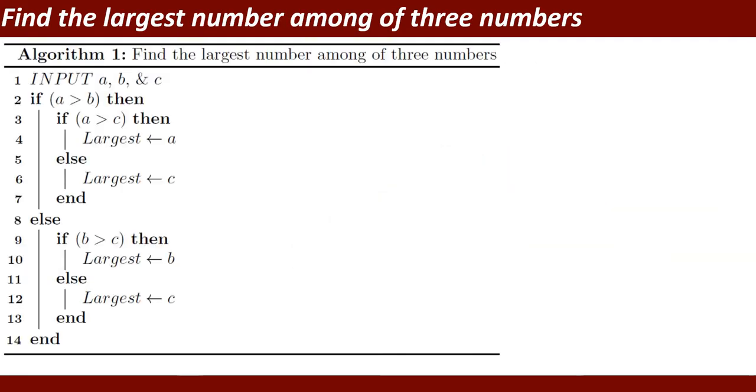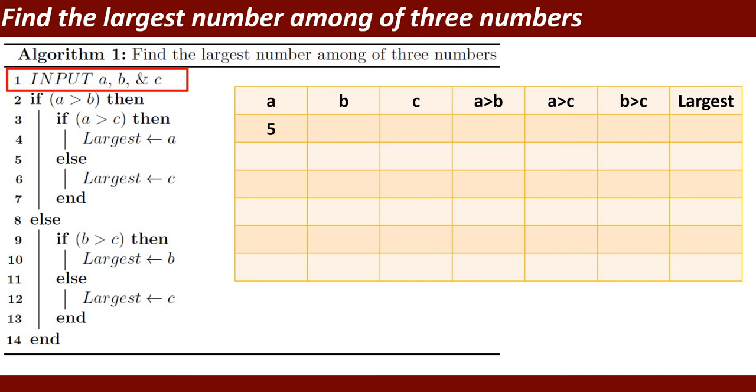I have written an algorithm. Input A, B, and C. If A is greater than B, then there is another if condition. If A is greater than C, then it will assign the value of A to the largest variable. Else, if A is not greater than C, then largest will get the value from C. And if the first condition, A greater than B, is false, then it will move to line number 8. Else, it will check another nested if condition. If B is greater than C, then largest will get the value from B, else largest will get the value from C.